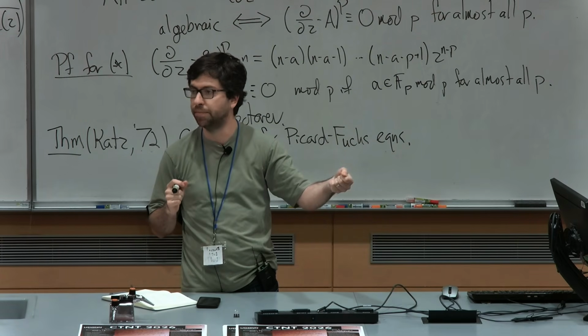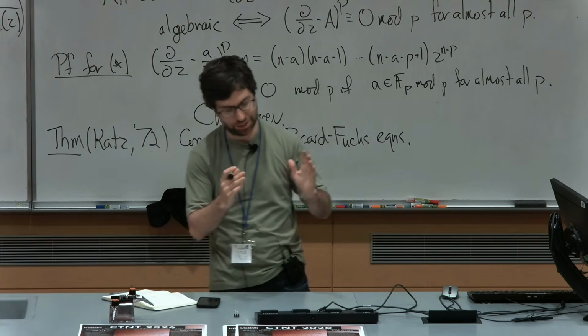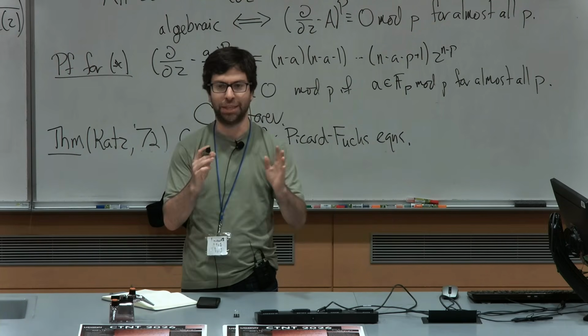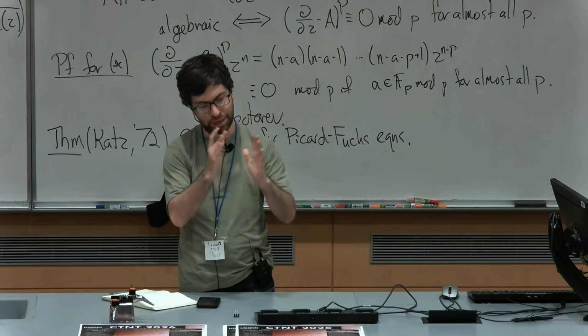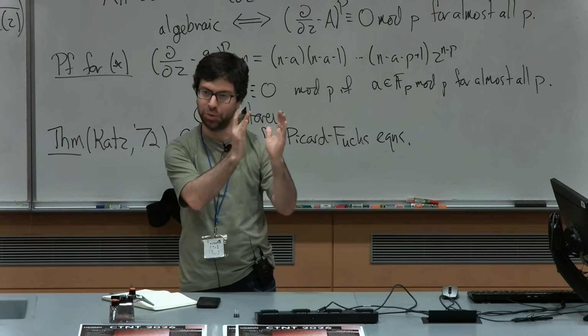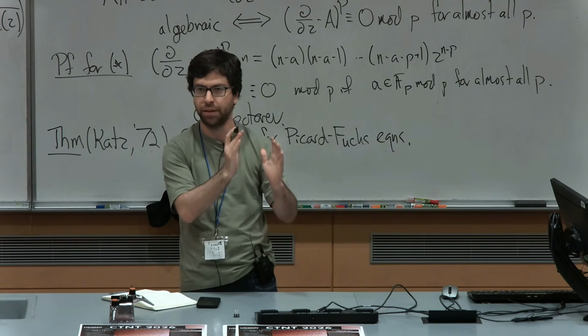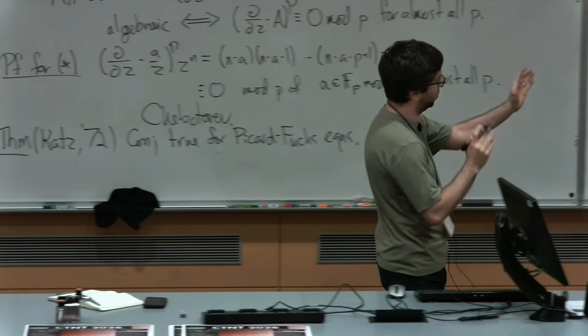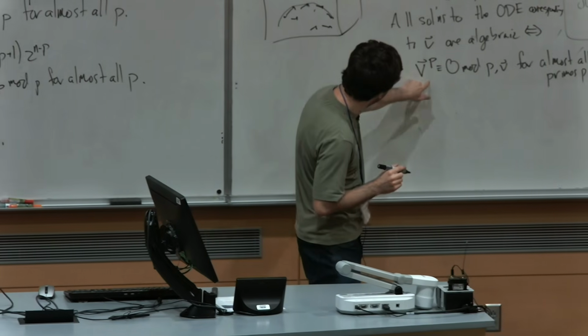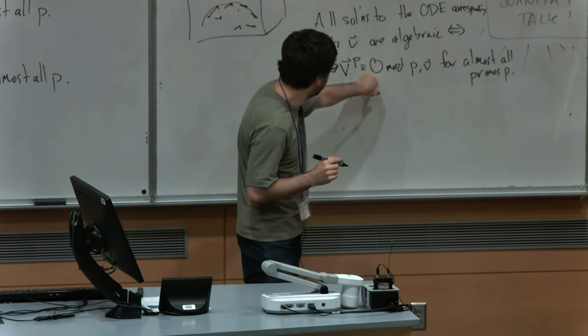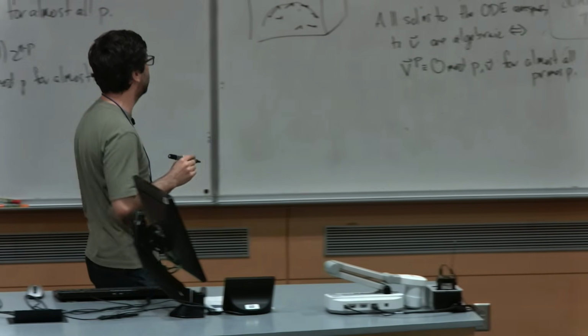You get a derivation. And the reason why is that, well, what does it mean to be a vector field? It means it satisfies the product rule. Like differentiation satisfies the product rule. And if you do that p times, you get a bunch of cross terms which have binomial coefficients in front of them. And those binomial coefficients are 0 mod p in characteristic p. So this is some new vector field in characteristic p, and I want it to be 0 mod p for almost all p.